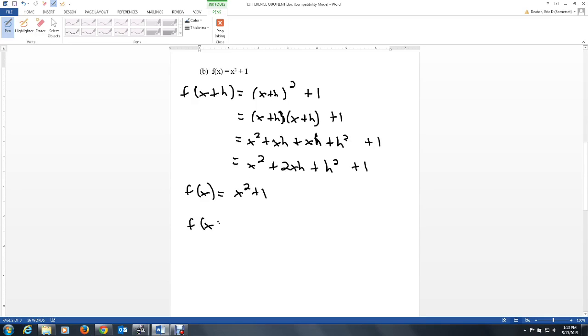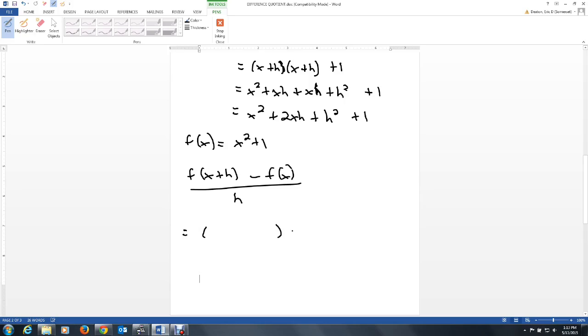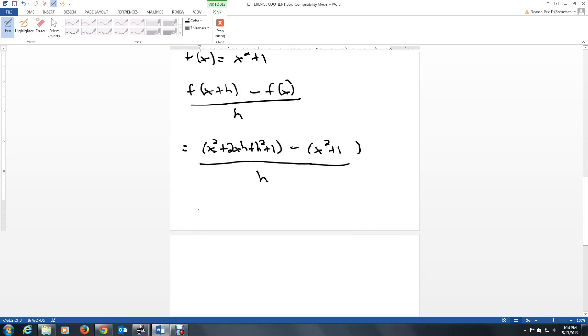Now our difference quotient says we subtract those two and write that over h. Once again, I like to use parentheses to avoid mistakes, especially with signs. So f of x plus h goes in the first parentheses, which is all of this. Hopefully I have enough room. X squared plus 2xh plus h squared plus 1, and then f of x is x squared plus 1. I'm going to go down here. I'm going to eliminate the parentheses, so I have x squared plus 2xh plus h squared plus 1. And then when I distribute the minus sign, I get minus x squared minus 1, all over h.